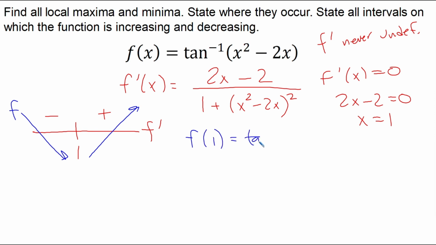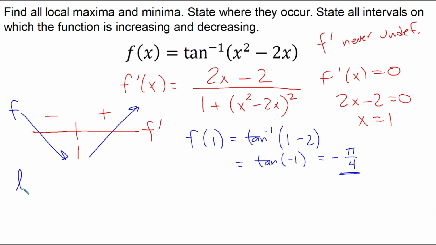Well, f of 1 is the inverse tangent of 1 squared, which is 1, minus 2, which is the inverse tangent of negative 1. Well, the inverse tangent will only output values between negative pi over 2 and pi over 2. So we should recognize that the inverse tangent of negative 1 then must be negative pi over 4. We know that the tangent of 3 pi over 4 is also equal to negative 1, right? But we need the value that's in the 4th quadrant, that is between negative pi over 2 and pi over 2, which is why we get negative pi over 4.